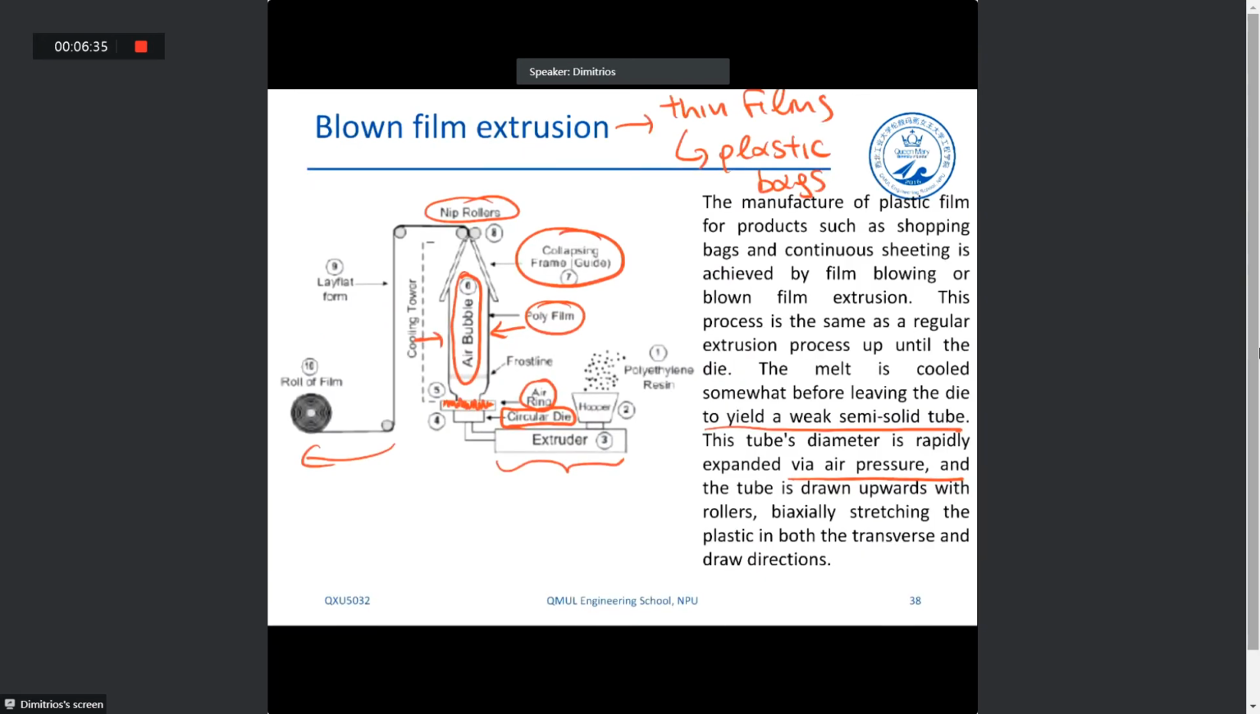Now, if we want to create thin films, such as plastic bags, and the keyword again now is thin films, we use what is called blown film extrusion, okay?